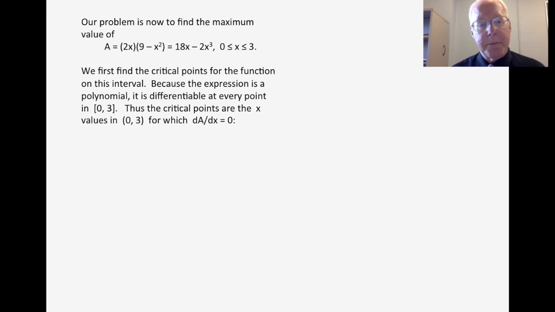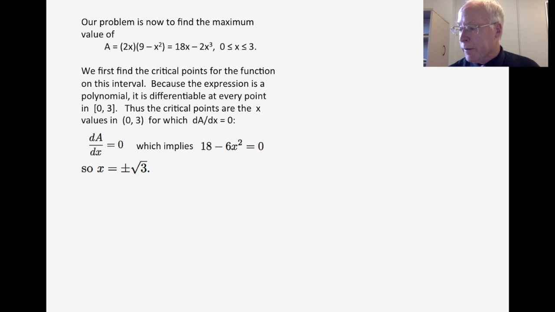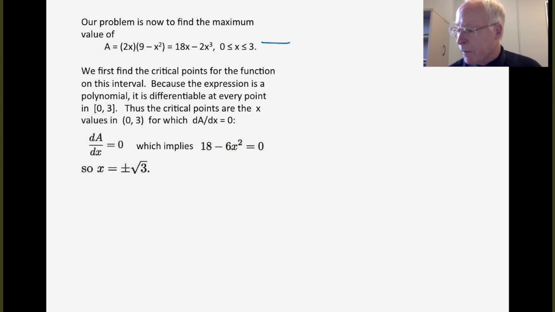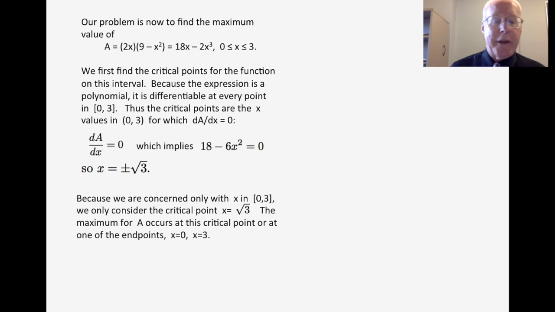So, as we have done many times in the past, we take the derivative and set it equal to 0. The derivative of 18x minus 2x cubed is just given by 18 minus 6x squared. And setting that equal to 0, pretty easy to solve. We find x equals plus or minus the square root of 3. Now remember, again, we're looking for x's in the interval from 0 to 3. So because of this, we are going to ignore the negative solution and just focus on the critical point x equals root 3.